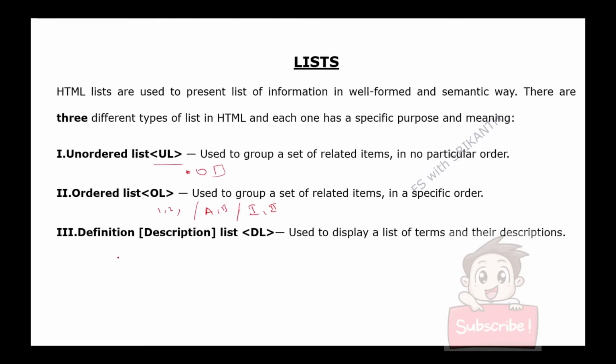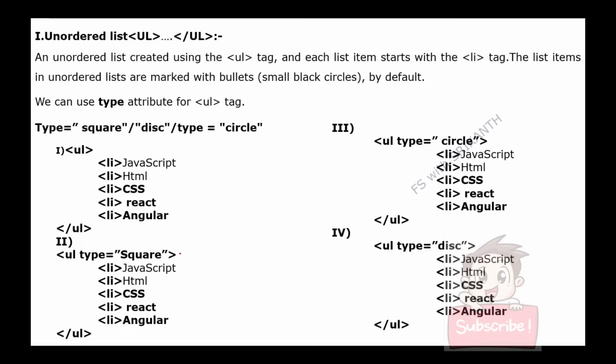And a definition list, in the sense that we can give a definition for one particular data term along with an explanation. So in this way we are going to discuss lists. First, we are going to discuss the unordered list.